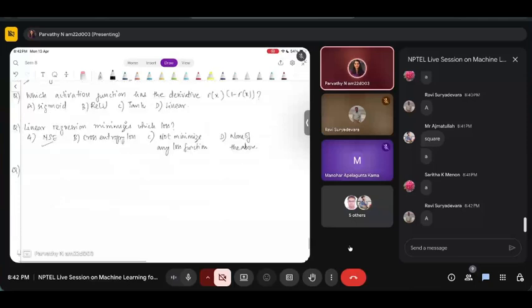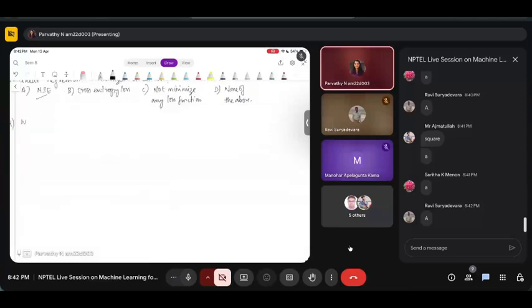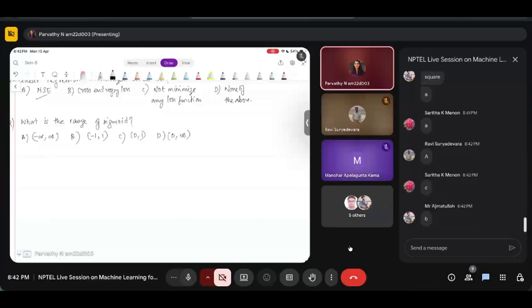What is the range of sigmoid? Minus infinity to infinity, minus 1 to 1, 0 to 1, 0 to infinity.